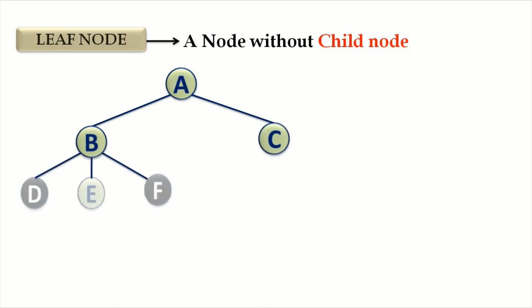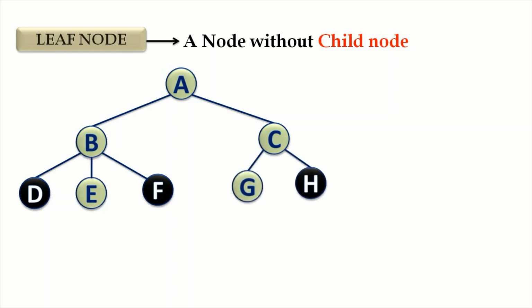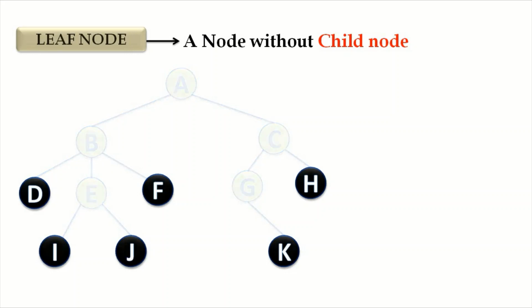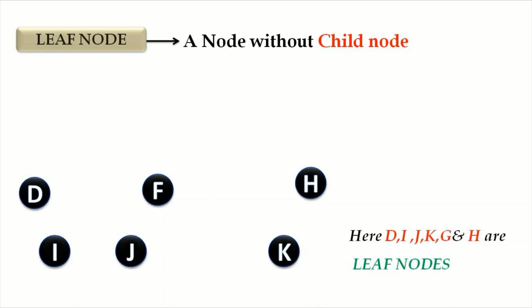B is further connected with D, E, F. C is further connected with the G and H nodes. E is further connected with I and J. G is further connected with K. So here we are differentiating nodes in a black color which are not further connected with any child nodes. So here D, I, J, K, and H are the leaf nodes.